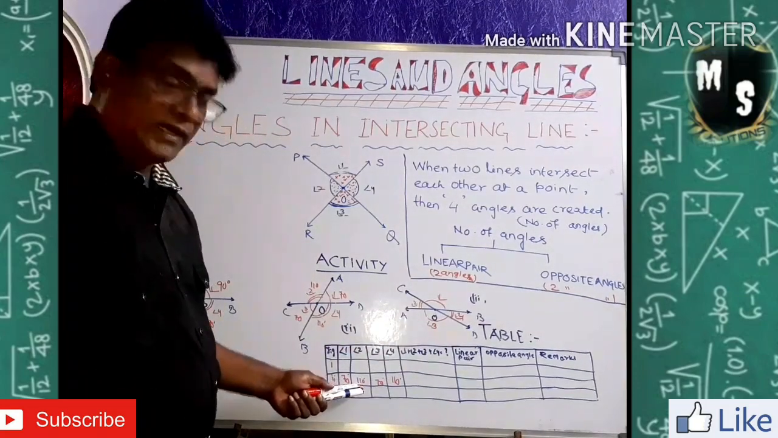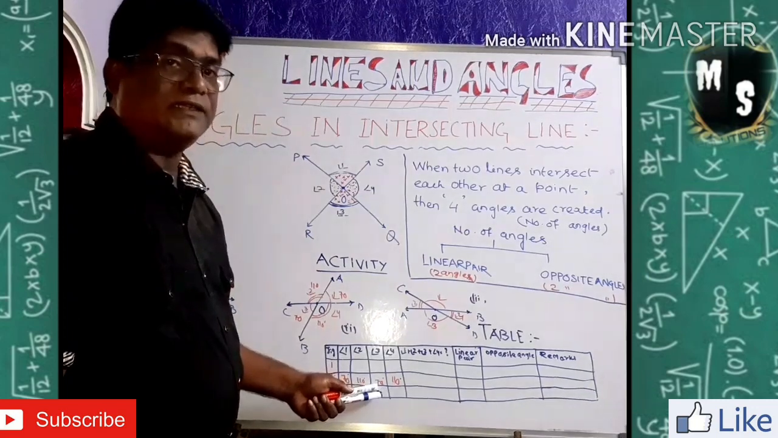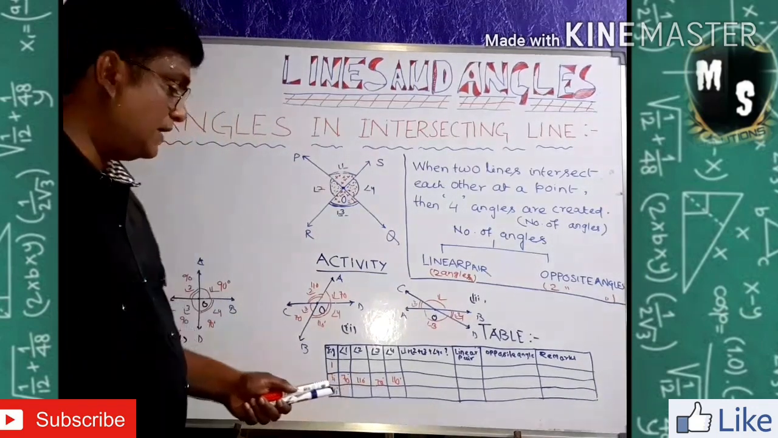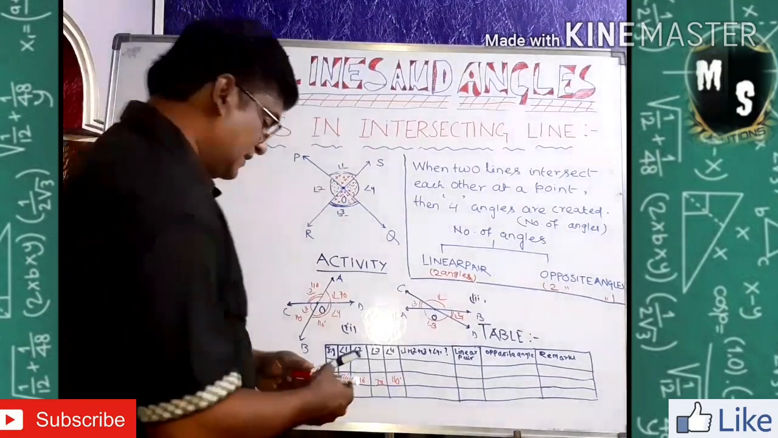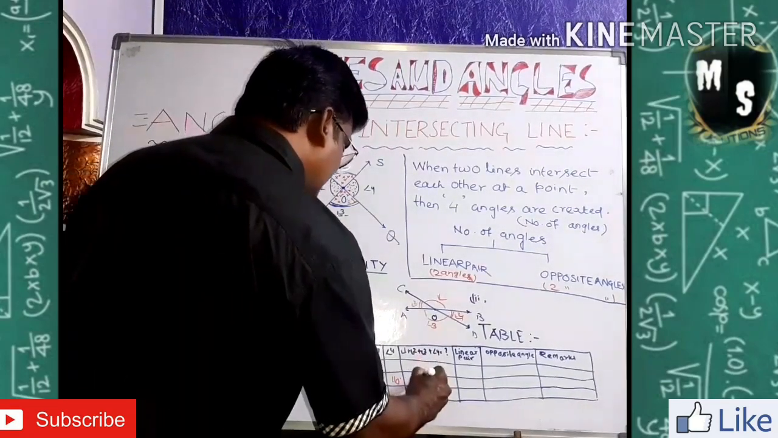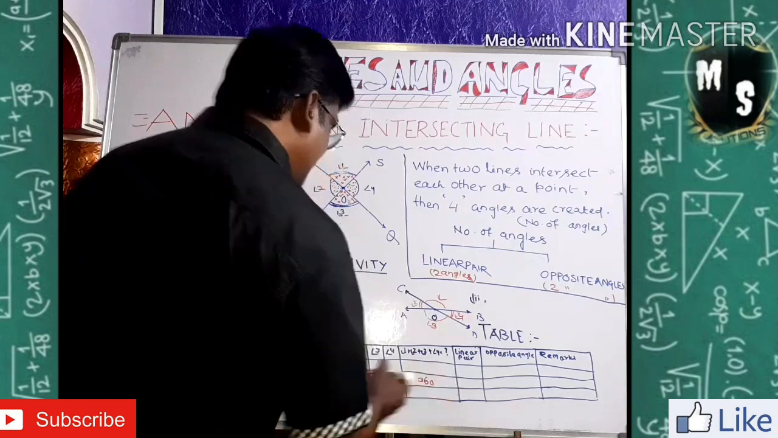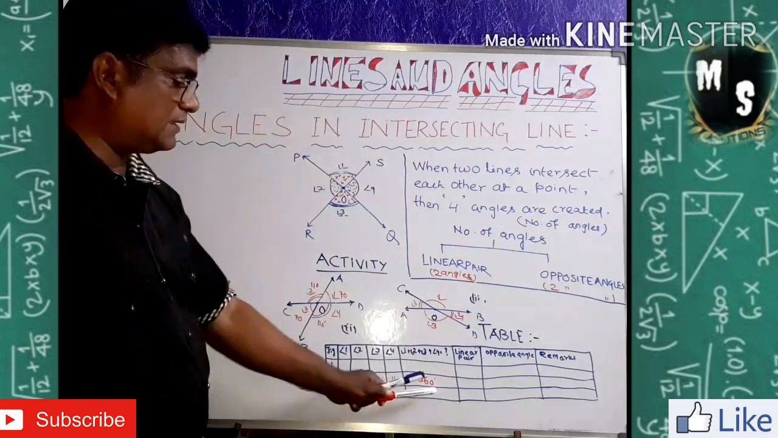70 plus 110 is 180, 180 plus 70 is 250, plus 110, it is giving you 360 degrees. I am writing here: all are giving you 360 degrees. That means my measurements are correct now.